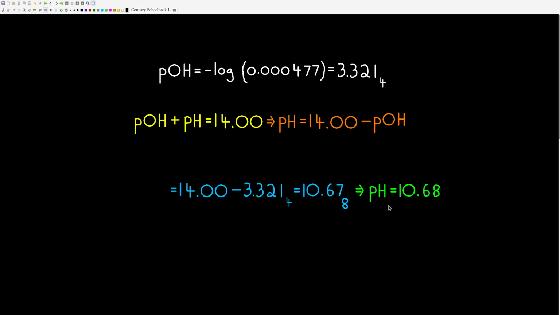And we should always check and make sure our answer makes sense, right? Because this concentration is greater than 1 times 10 to the minus 7th, so we expect that to be a basic solution, which means it gives us a pOH less than 7 and a pH greater than 7. And yeah, it does, so we're good.